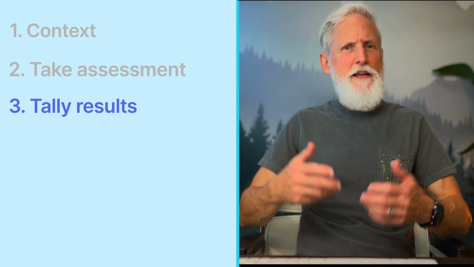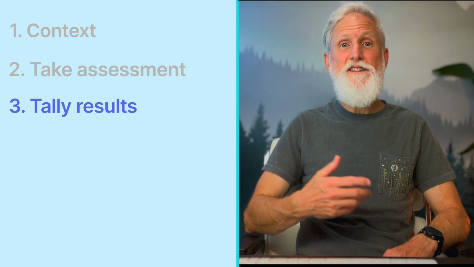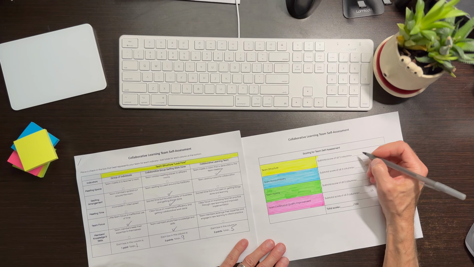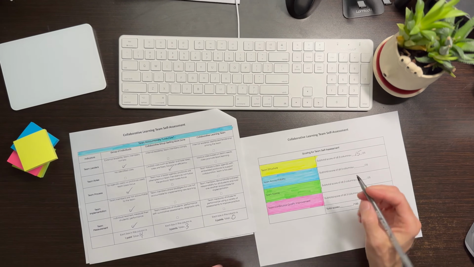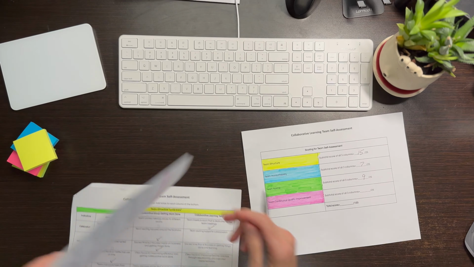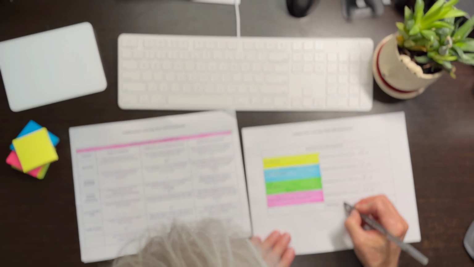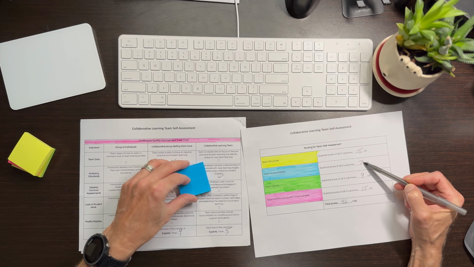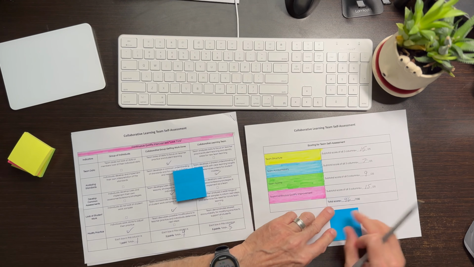Step 3, give the team a couple minutes to tally all their results. Each person, after going through and taking the assessment, is now going to tally up their scores in each of the sections as well as the total score. The lowest section determines the color of the sticky note that they're going to get.